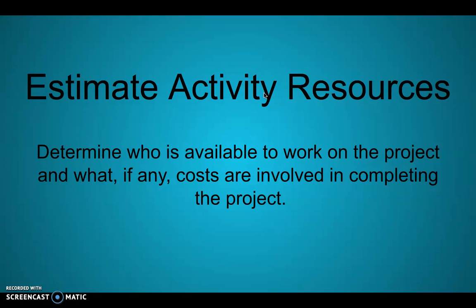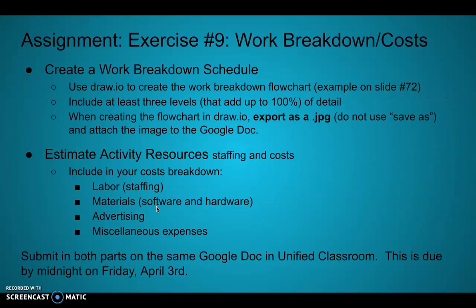The other part is determining who's available to work on your project, and any costs that are involved in completing the project. So there's going to be a rough estimate of cost for you to complete this. Again, we're using creative liberties here, but if you did have your own company and you did have people working, what would that cost you? So here is the assignment. These are the 2 parts: the work breakdown schedule and estimating activity resources.